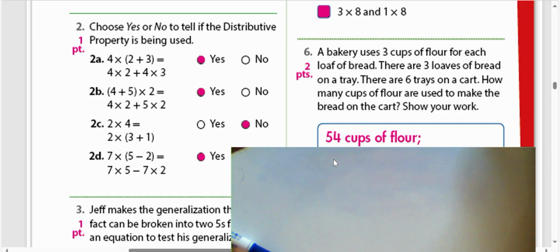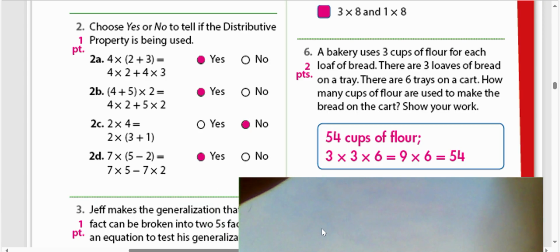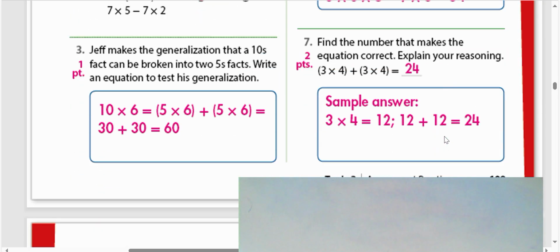Question number 6. A bakery uses 3 cups of flour for each loaf of bread. There are 3 loaves of bread on a tray. There are 6 trays on a cart. How many cups of flour are used to make the bread on the cart? So we work, we can product 3 by 3 by 6. 3 times 3, 9. 6 times 9 equal 54. The total number here will be 54.